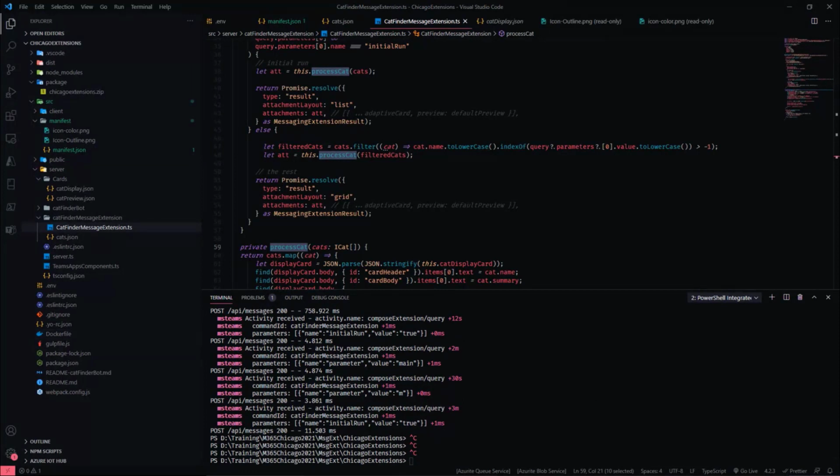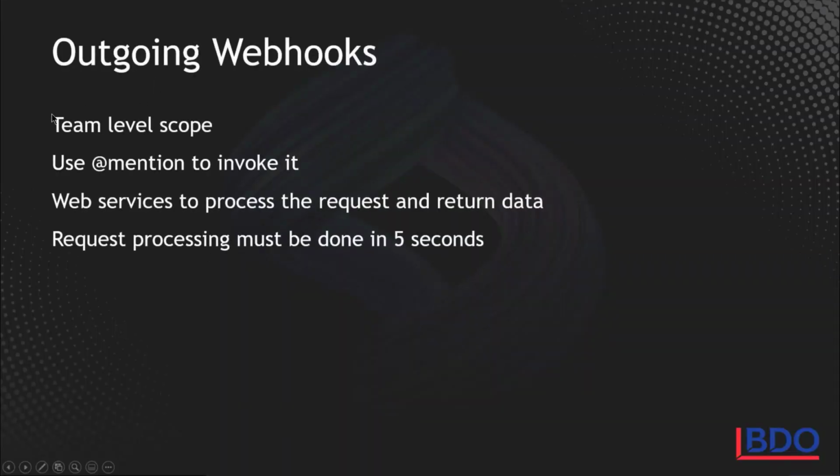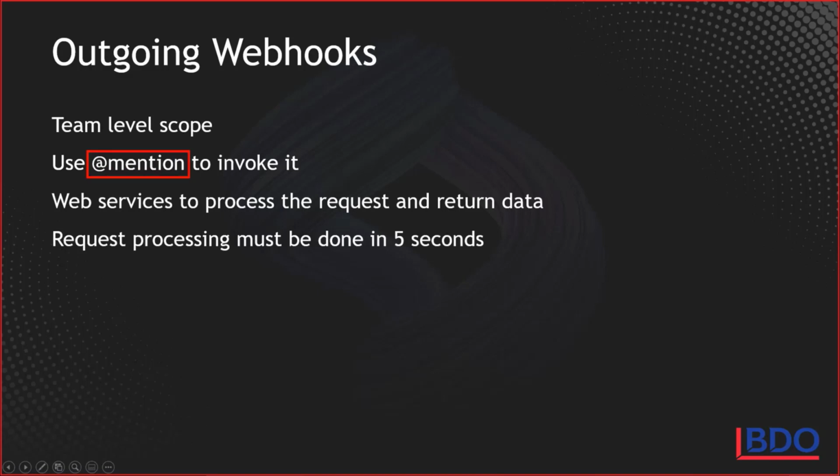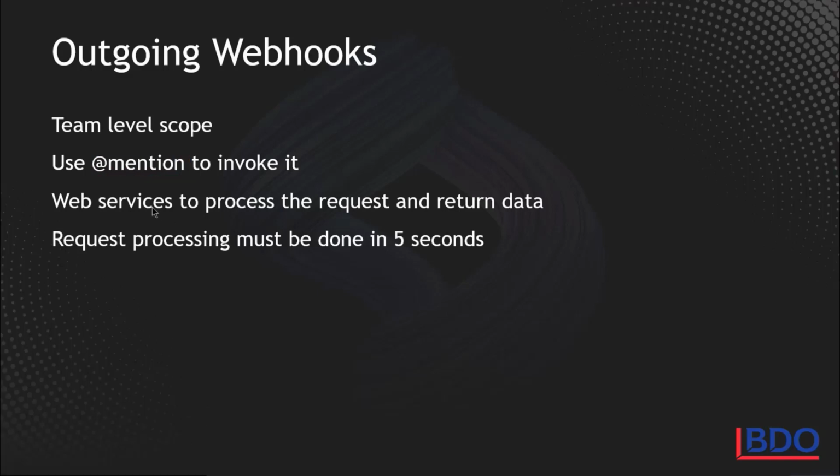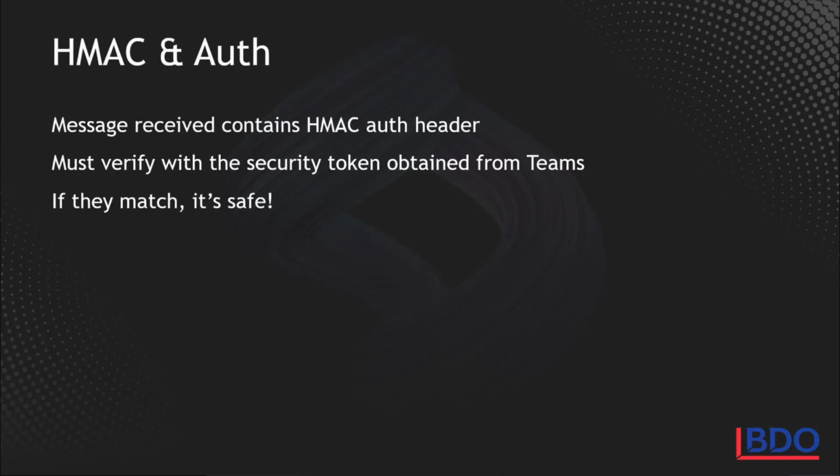And another example of webhooks is the outgoing webhook, right? So the outgoing webhook is going to allow you from the team itself to communicate with a web service. So in order to do that, you're going to have to mention that web service, and it's going to have 5 seconds in order to reply to you, right? So same thing, you can mention the web service, pass some parameters, and it will reply with a result back to you. And how do we validate that the request was from Microsoft Teams or from another location?